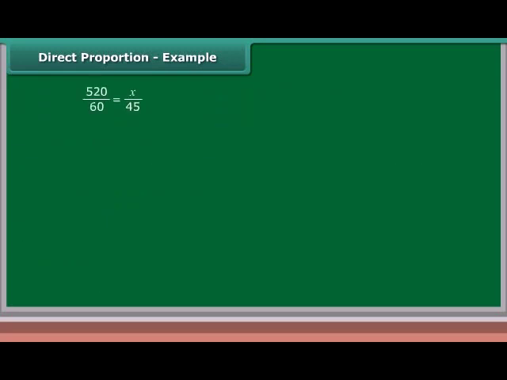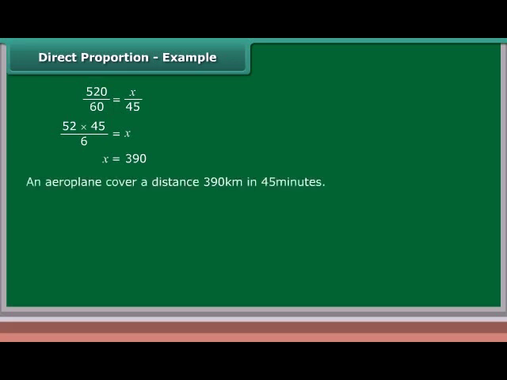520 upon 60 is equal to X upon 45. 52 into 45 upon 6 is equal to X. Therefore, X is equal to 390. An airplane covers a distance of 390 kilometers in 45 minutes.